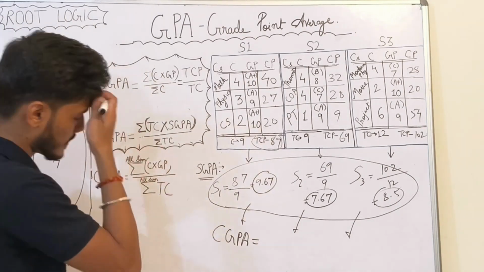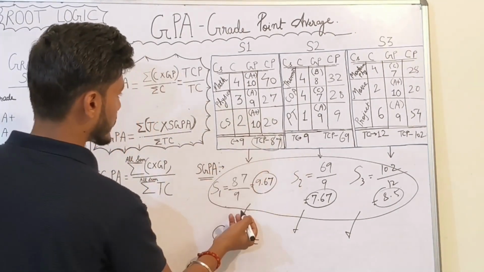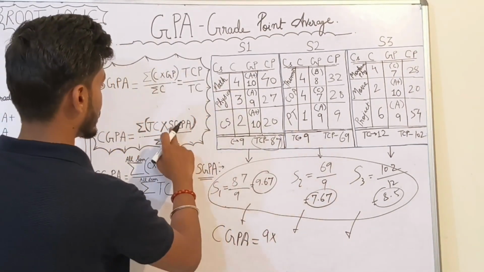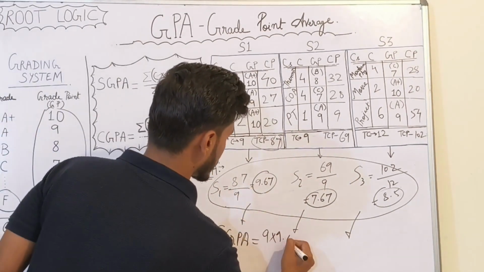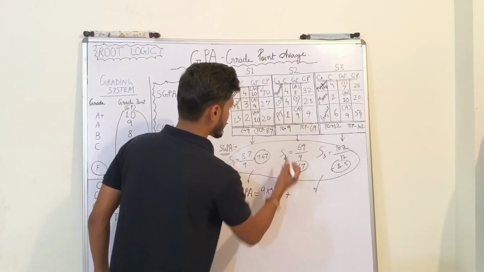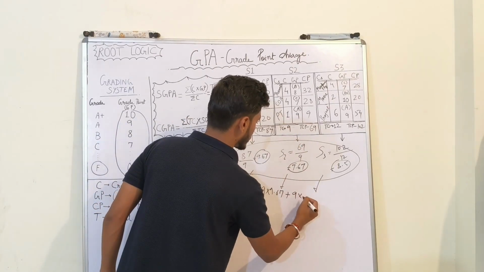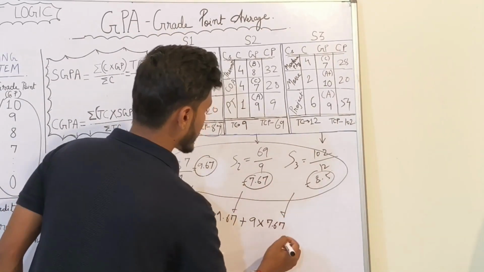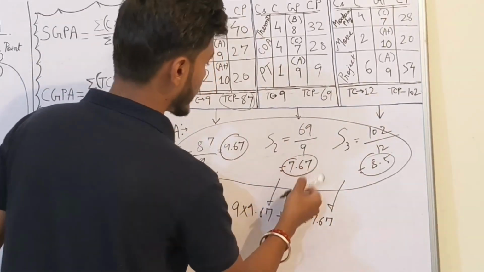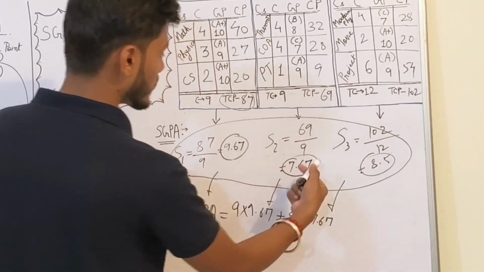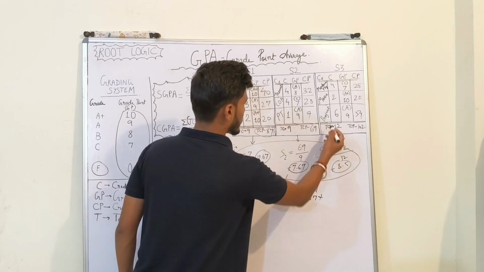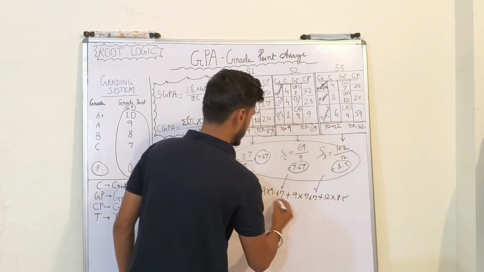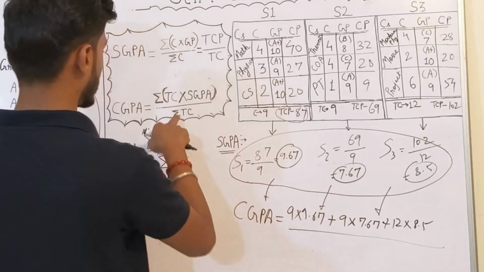Okay, now follow this. So what is the total credit for this semester? 9, the importance. 9 into SGPA. What is the SGPA? 9.67. Now we add it. The importance of semester 2, right? 9 into the performance, the marks, 7.67. By marks, I am always meaning the average grade point. Here for semester 2 it is 7.67, plus again the importance, 12 into 8.5, right?